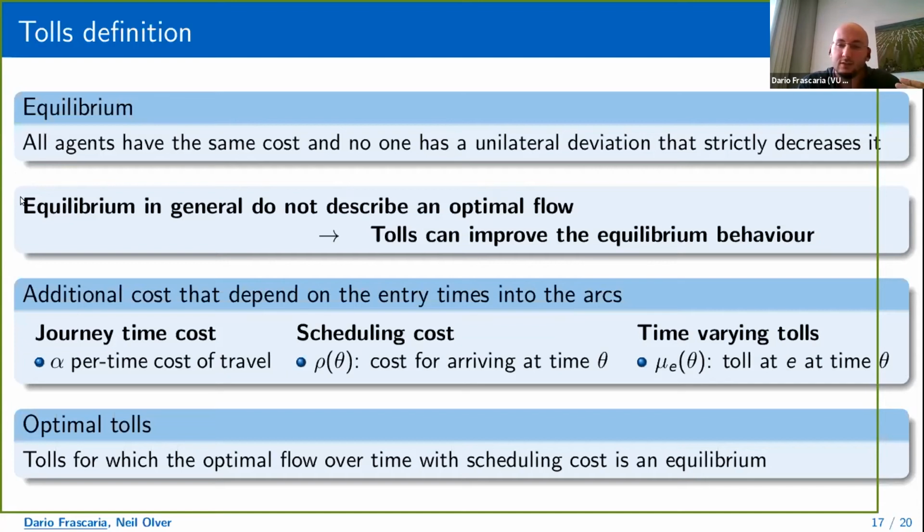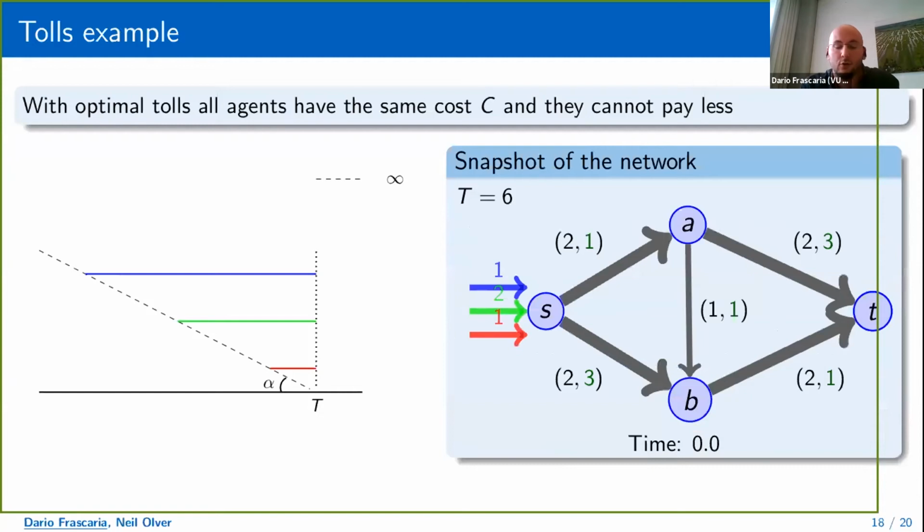So now the cost of an agent is given by the journey cost: alpha times its travel time, plus the scheduling cost that depends on the time when he arrives at the sink, plus the sum of all the tolls that he encounters along the way. And our goal is to find optimal tolls, that are tolls for which the optimal flow over time with scheduling cost is an equilibrium.